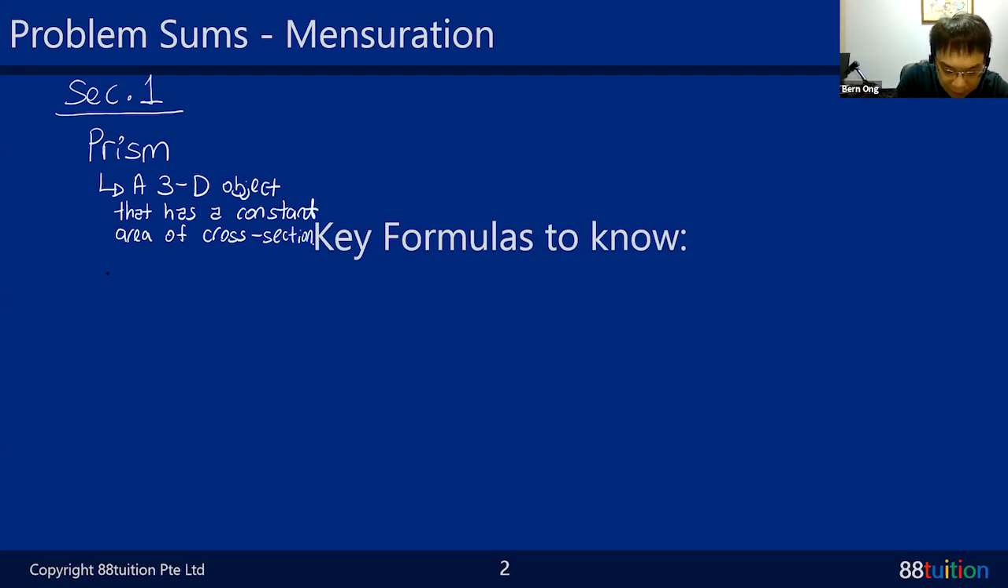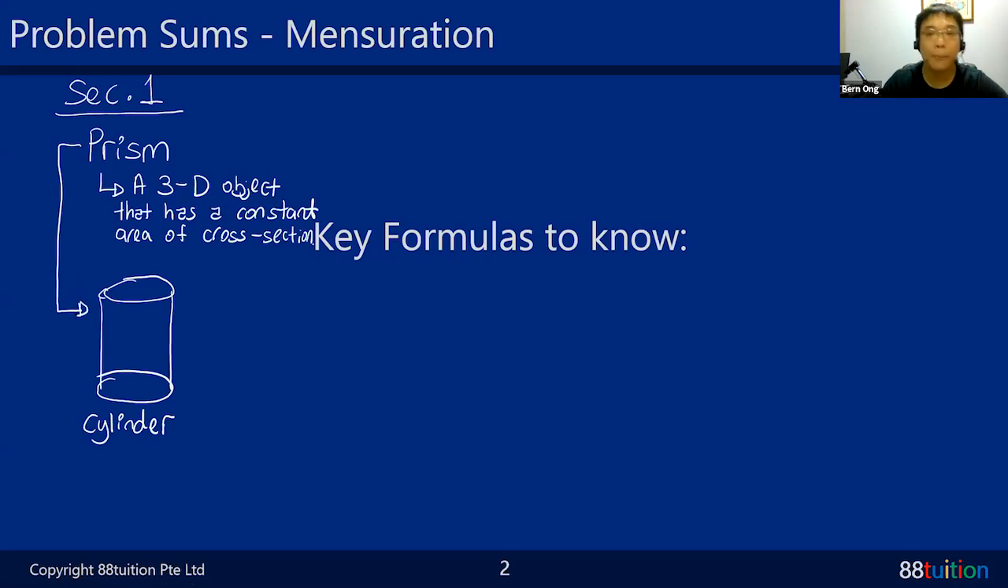Let me show you an example of a prism. This is a very, very famous example. You learned this in primary 5 already. What is this called? This is called a cylinder. Do you know that a cylinder is a prism? Prism is just a general name for objects that are three-dimensional and have a constant area of cross section. A cylinder is a prism, but the special name for this three-dimensional object is called a cylinder. Can?